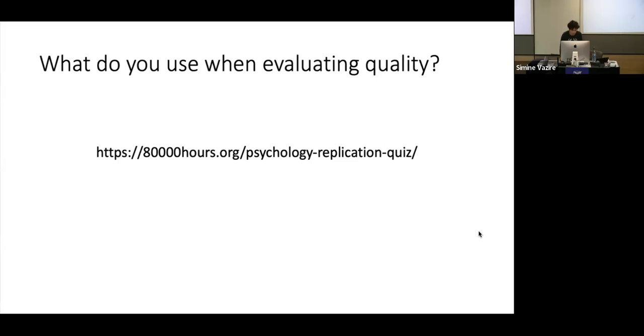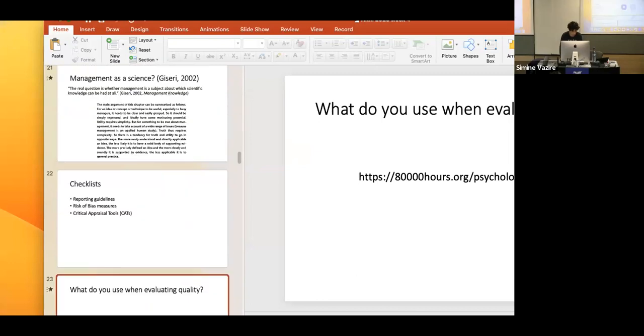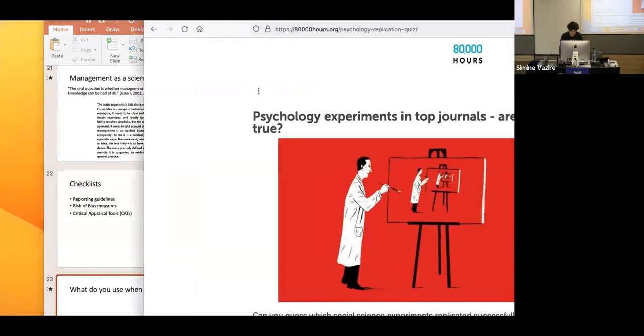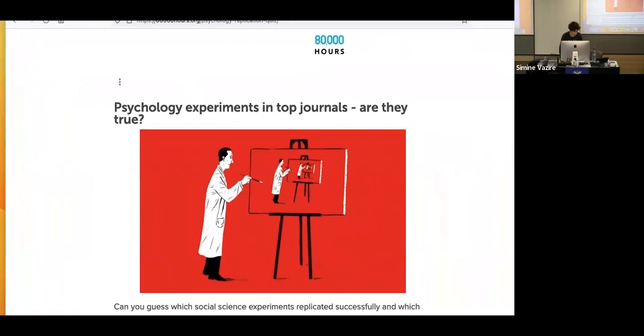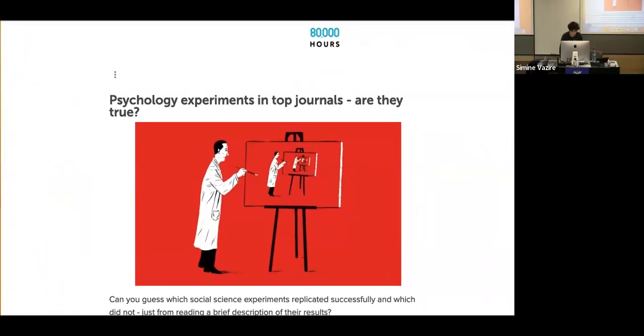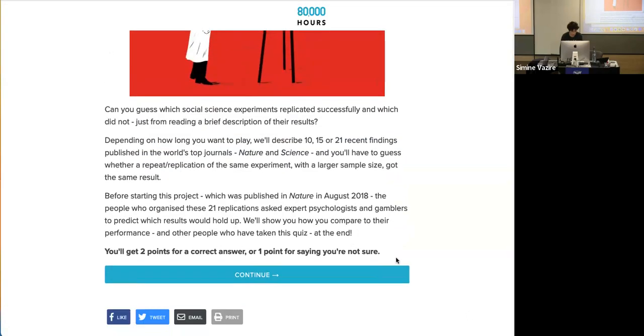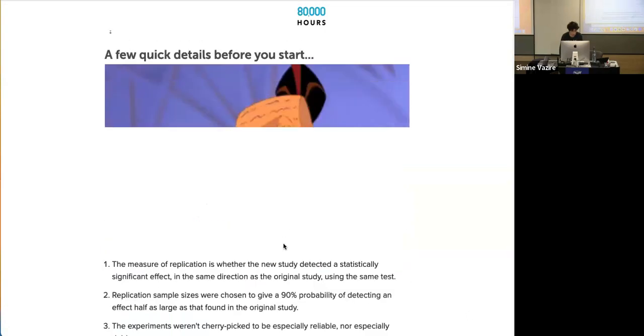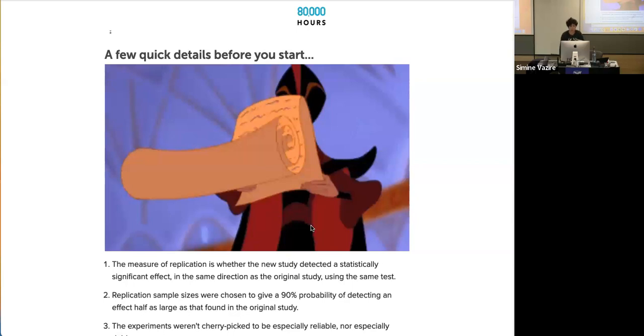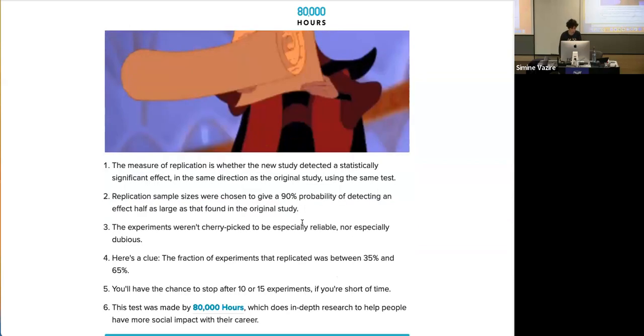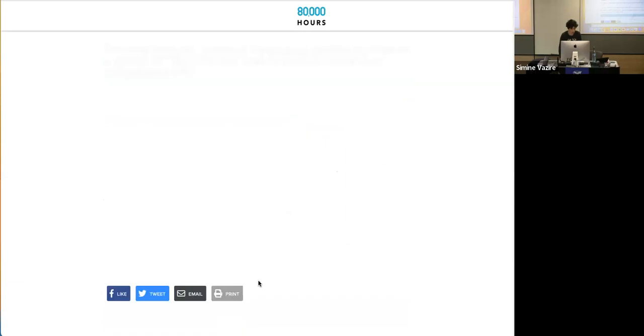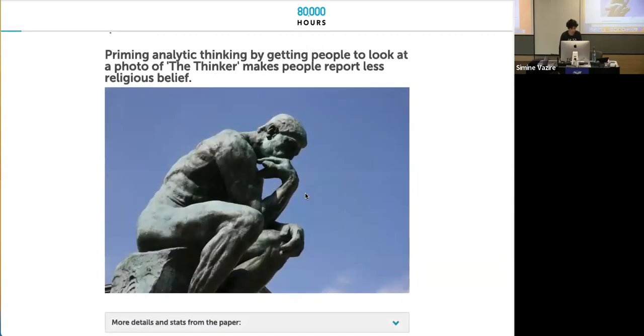So I'm going to escape out of here. Go back to this. So we're going to do this quiz again. We might get the same studies, we might get different studies, but this time I'm going to ask you all to point out some things that might be influencing your judgment when you decide whether something is likely to replicate or not. So this one we've seen before.